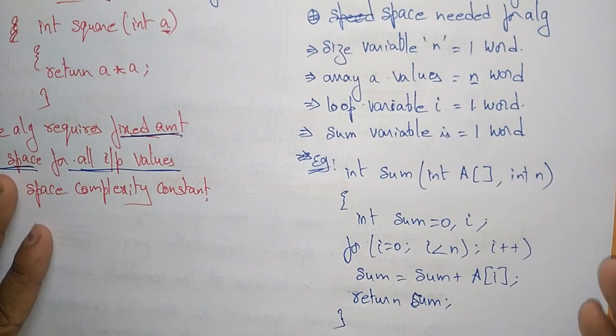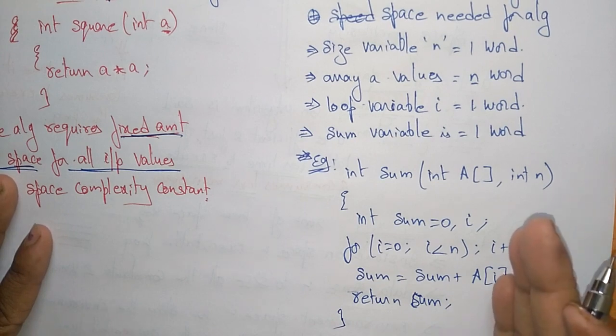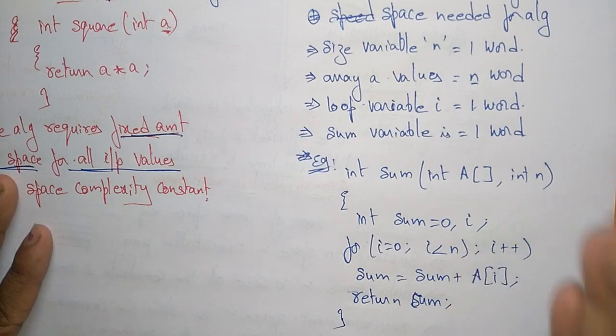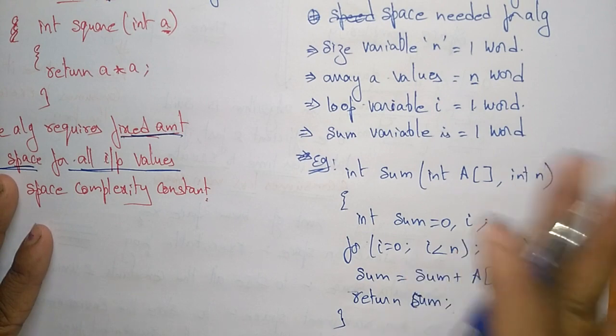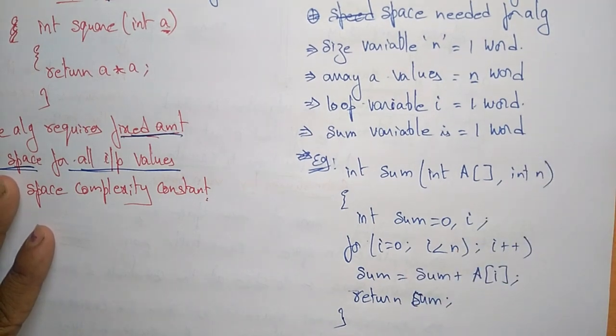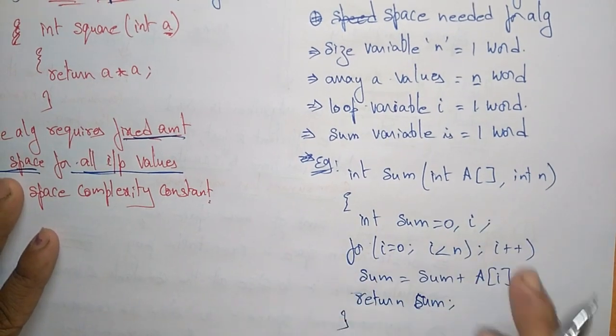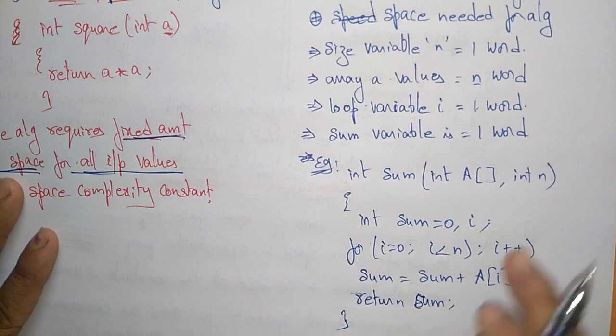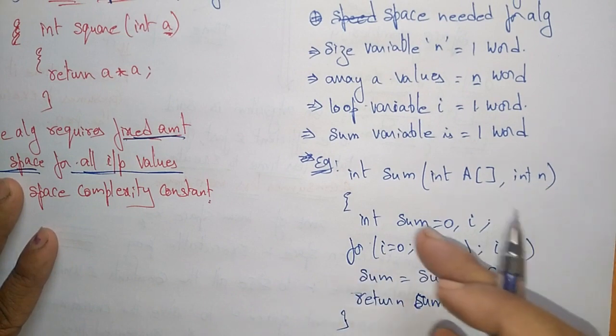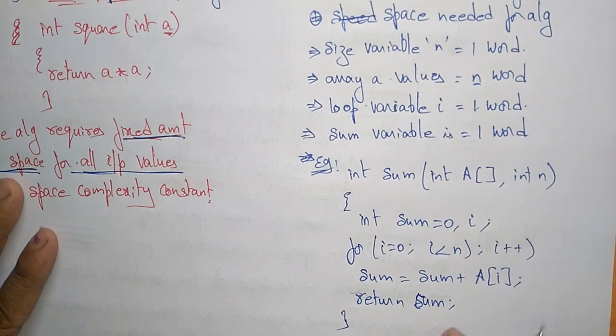Here the amount of space required by the algorithm increases with an increase in input values, so we call it linear space. Why do we call this linear space? Because the amount of space in memory will increase. Here we are using many variables like sum, i, n. As the input values increase, the space complexity also increases, meaning it is linear. It is not constant.